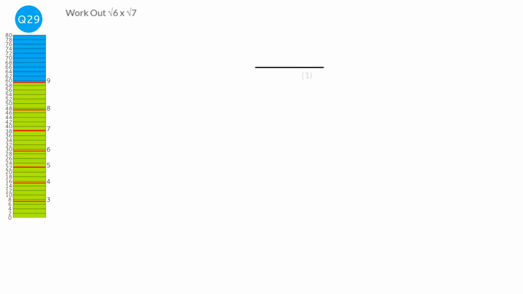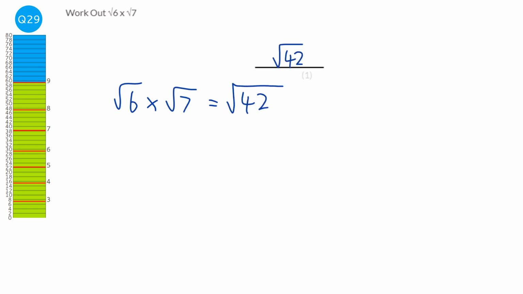When we multiply two surds together, so here we've got root 6 and we're timesing it by root 7, we can actually just multiply the numbers together, so that becomes root 42. And so our answer will be root 42.